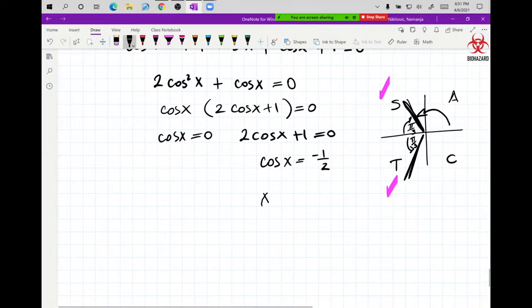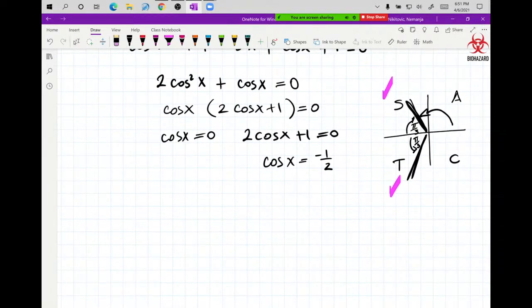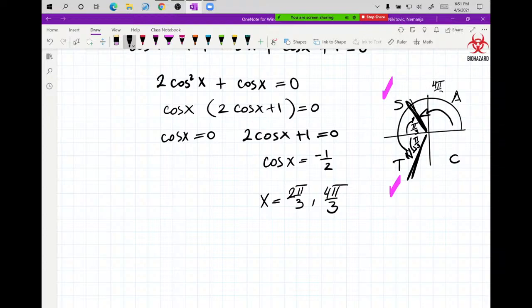So you have your x equal 2 pi over 3 and 4 pi over 3. So those are the solutions that we get for this side of the equation. The other side is much easier. It's just a basic cosine equals 0. And you can see there and there, right? So x equals pi over 2 and 3 pi over 2.